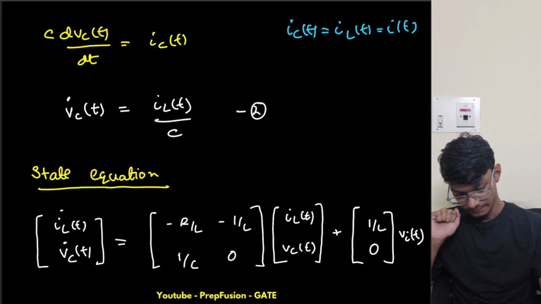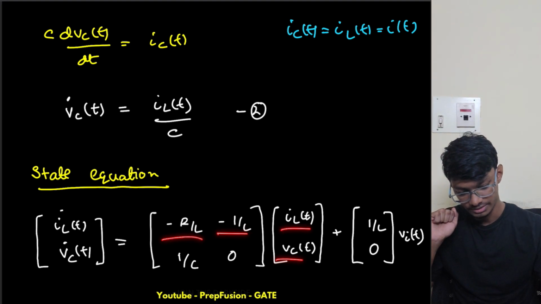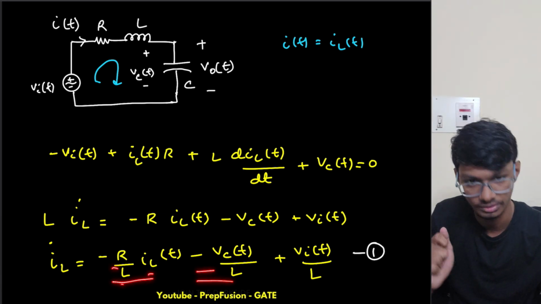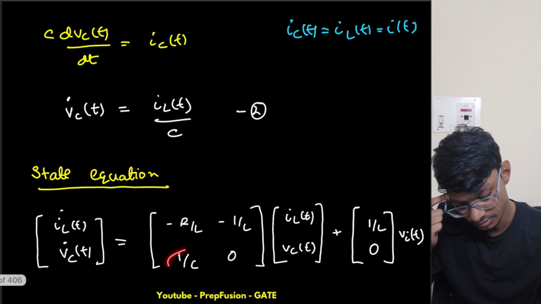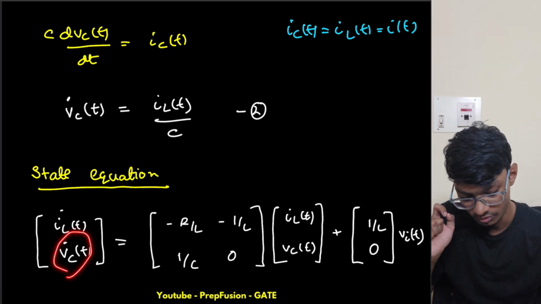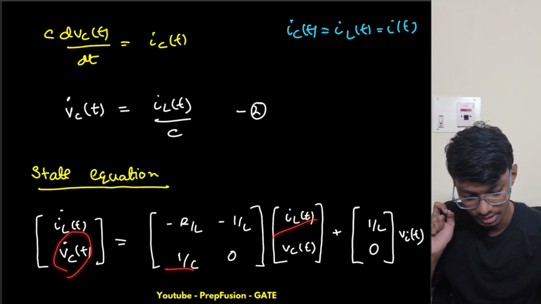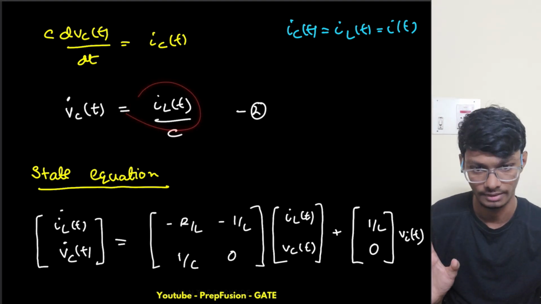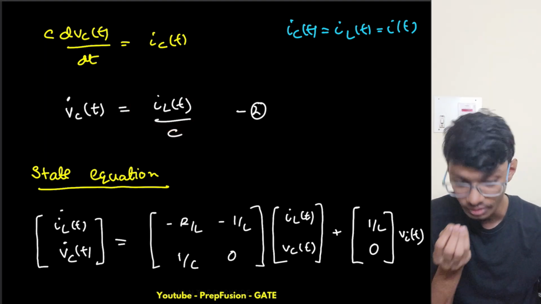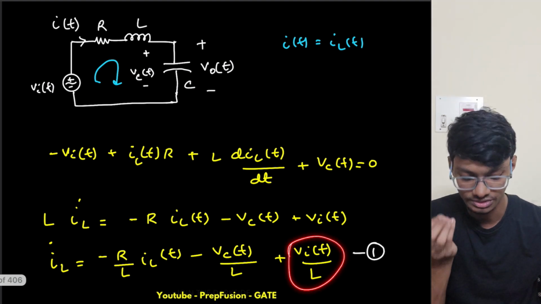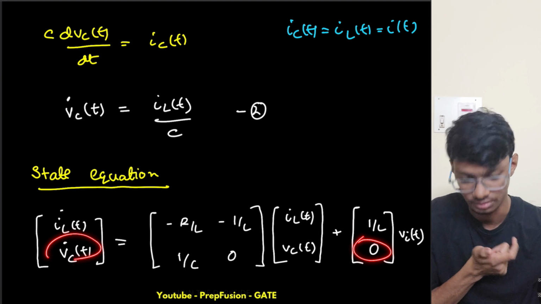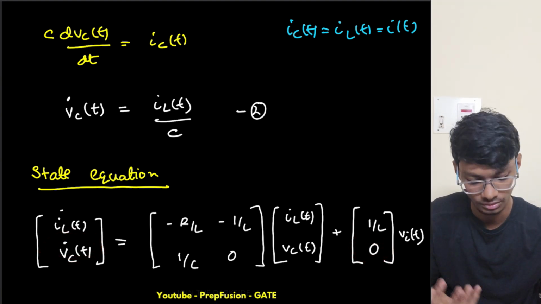So what do I see here? This is minus R by L times IL minus 1 by L times VC. That is exactly what this is telling us. And VC dot of t is 1 by C times IL and 0, so only one component is here. There is one input term which is multiplied by 1 by L, so we get this 1 by L, and for the second state variable we have nothing, so we get 0 only.